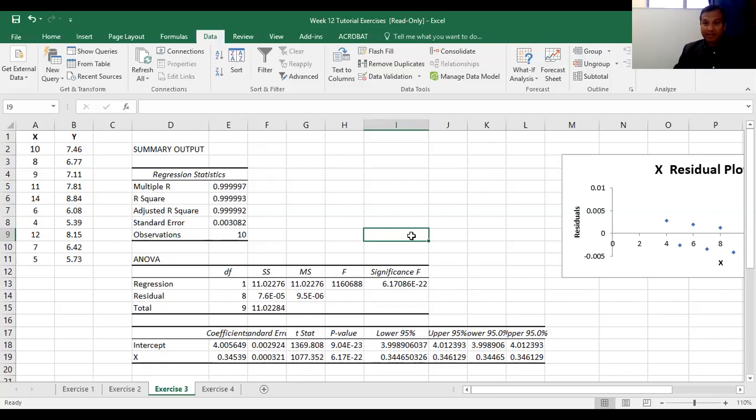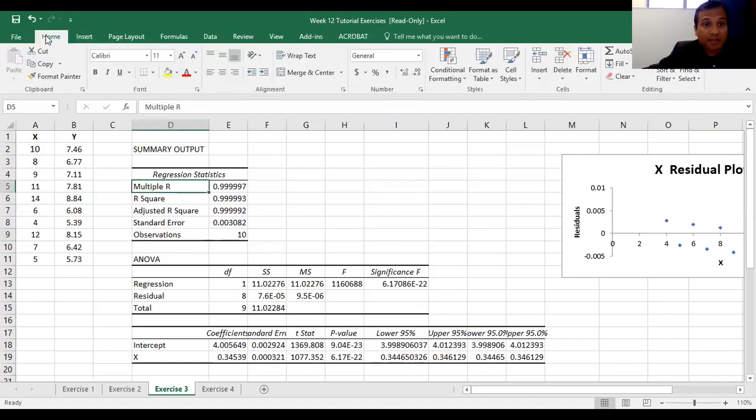Part B, exercise 3, part B. What is the linear correlation coefficient R for the sample data? So where is the correlation coefficient R? Multiple R is the same as the linear correlation coefficient. And what is the value? 0.99997. So it's almost 1, right?